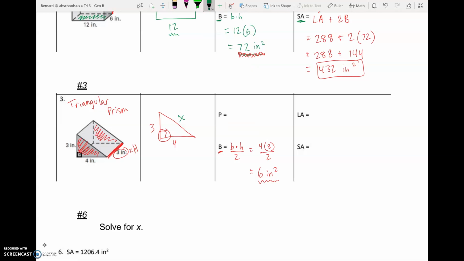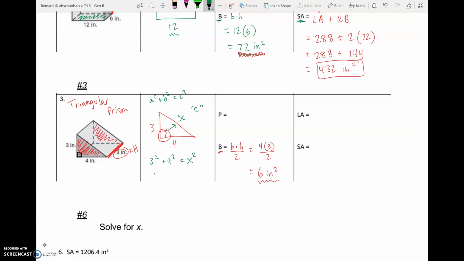We don't know this slanted side. I'm going to call it X. So we can't actually add all 3 sides together yet. But this is a right triangle, and A squared plus B squared equals C squared works in every right triangle. Our C is across from our 90, which is where X is, and so the Pythagorean theorem here would be 3 squared plus 4 squared equals x squared.